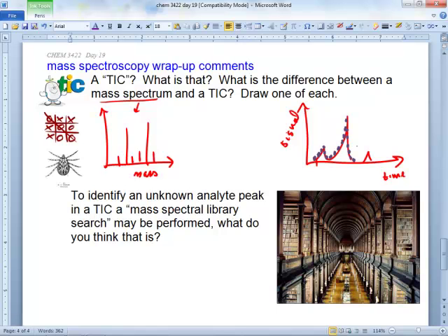Total ion chromatogram. These are huge, huge files because every single point is a mass spectrum. Every single point is a mass spectrum. So when you're looking into the library, you're just looking at text, mass spectrums. This is the fingerprint.